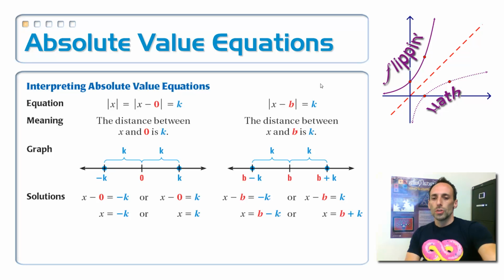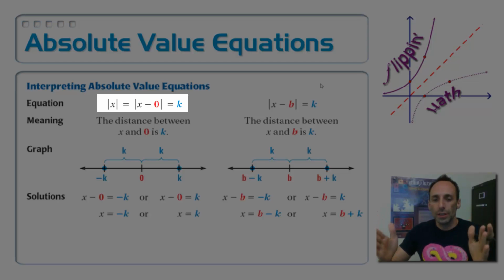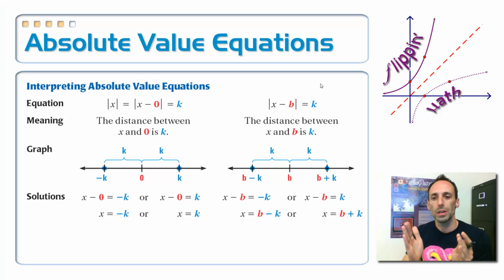Okay. So graphically and in terms of an equation, this is how we interpret it. So look at the top line here, over on the left-hand side, with just the one with a red 0 in it. If I'm talking about the absolute value of x, you could also think of that as the absolute value of x minus 0, because we're finding the distance away from 0. That's what it means, the distance away from 0.